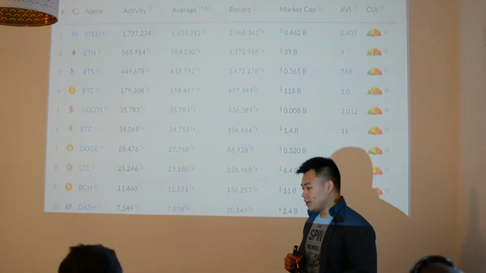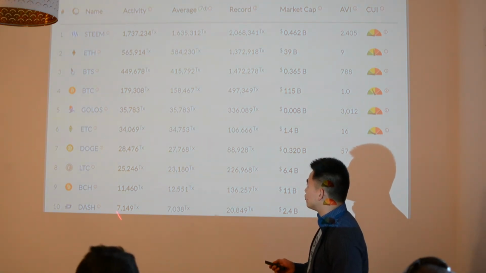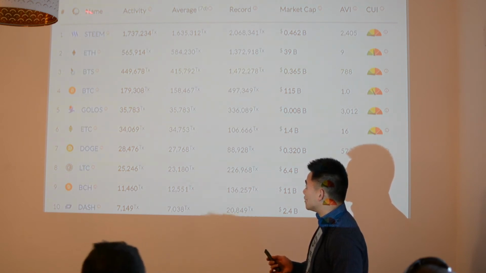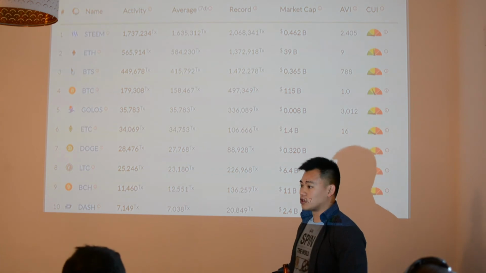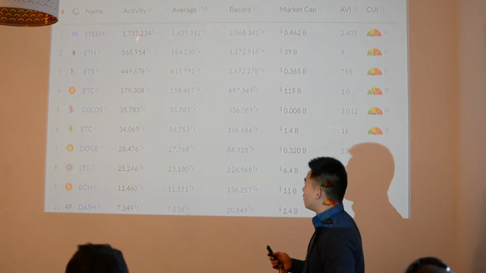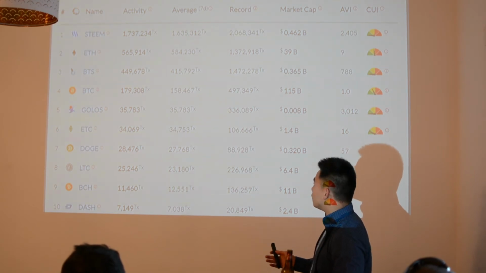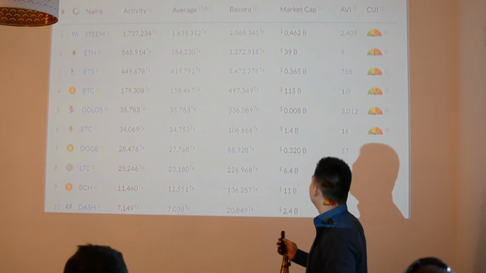So, just for fun, here's a chart of all the most popular cryptocurrency projects, and here's how much transaction they process per day. At the top is actually Steem. It's one of the projects by the CEO of EOS before. It's processing about 1 million transactions per day, averaging about 1.6 million transactions, etc., etc.